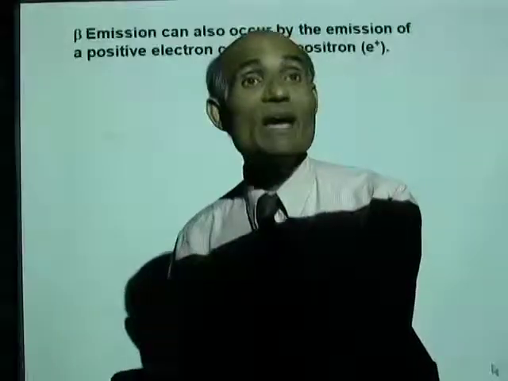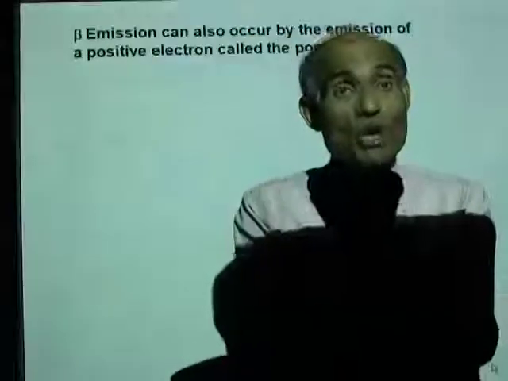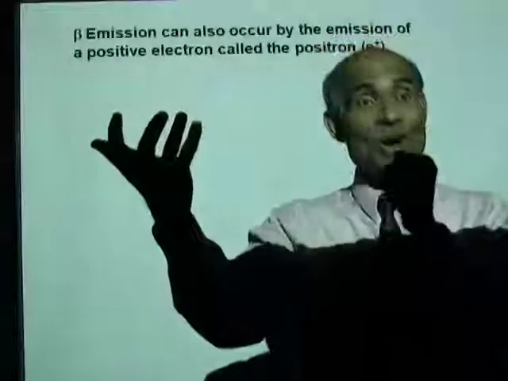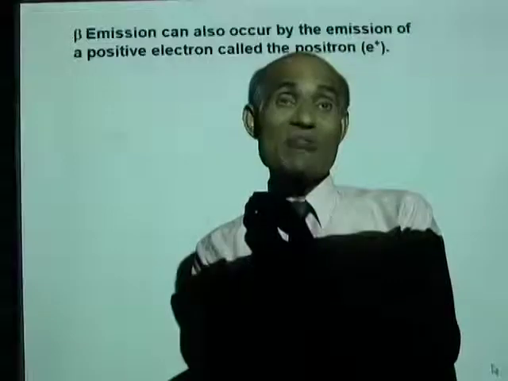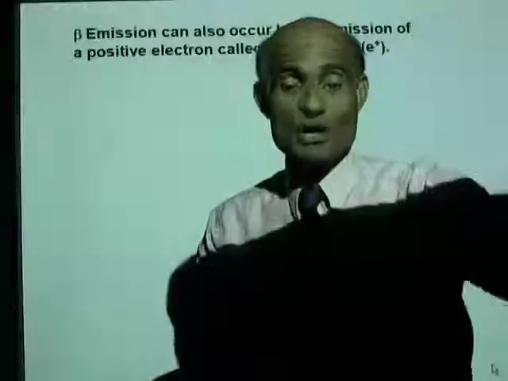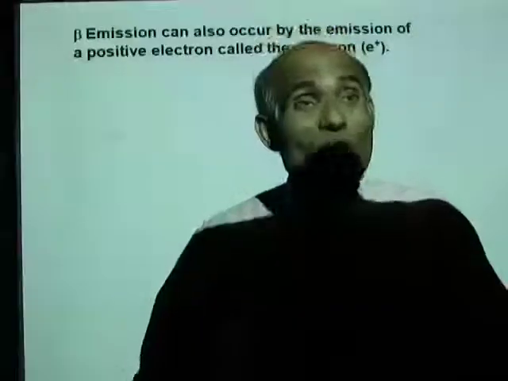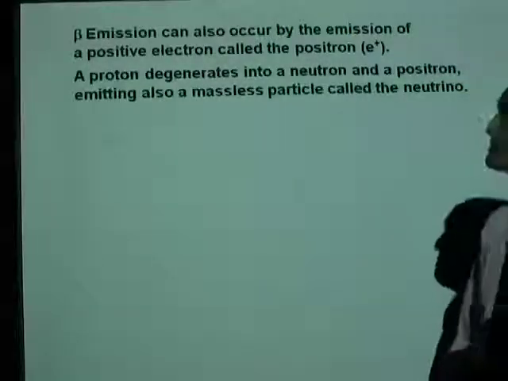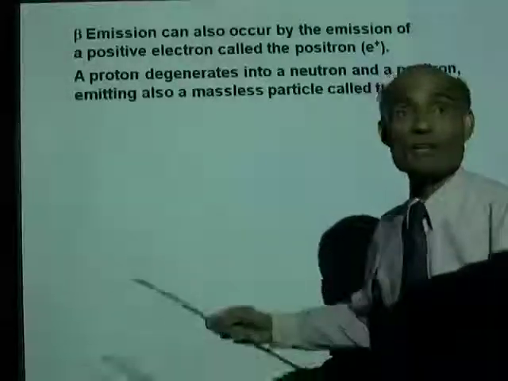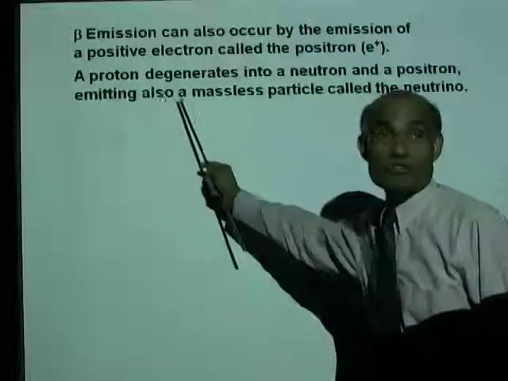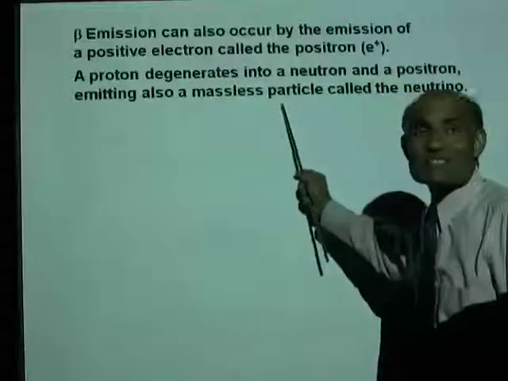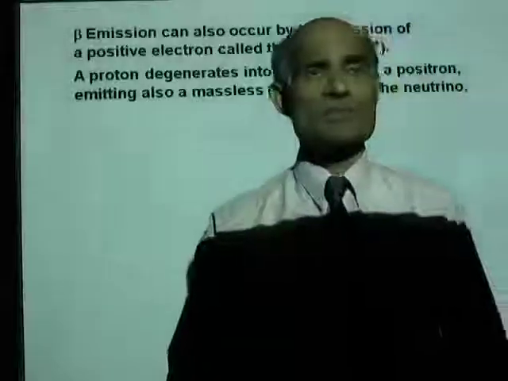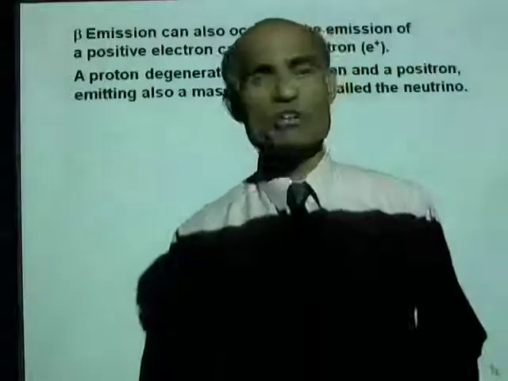Now, a proton can split into a neutron and a positron. The neutron will stay back in the nucleus and the positron will be emitted as a positive beta. So a proton degenerates into a neutron and a positron. In this process, it will also emit some massless particles called the neutrino. Well, I'm sure some of you have some idea about these neutrinos.